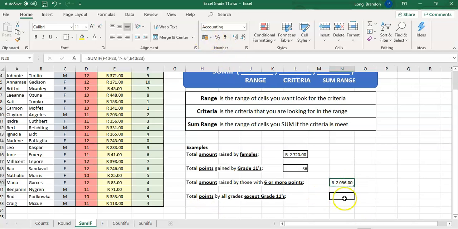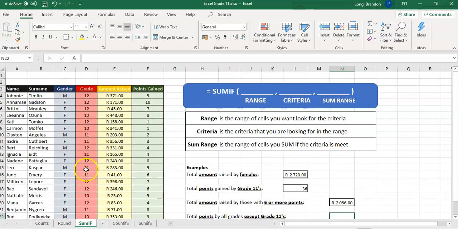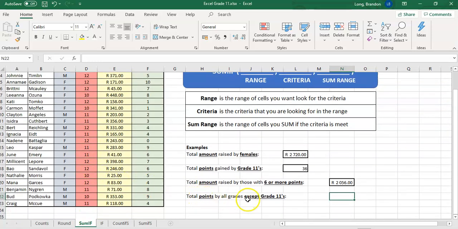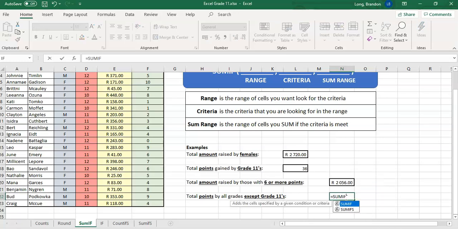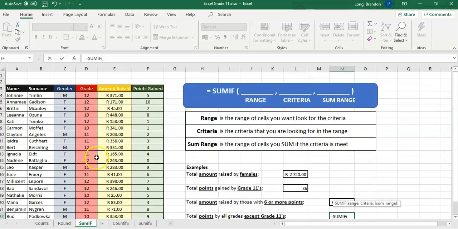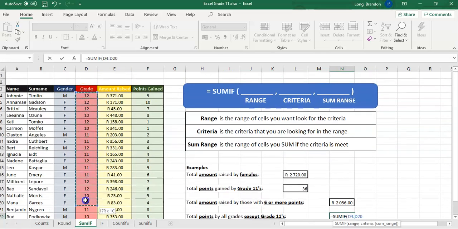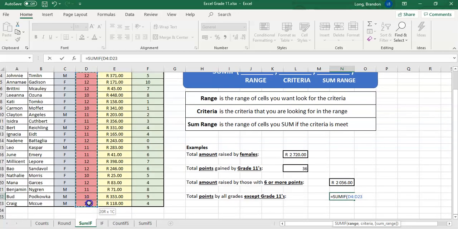Okay. Last one. The total points of all grades except grade 11s. All those except grade 11. All the points. Well, in that case, we're going to say equals SUMIF. Where are we looking first? We want all those in the grades except grade 11. So we're still looking at the grades. We're still looking at all these grades. And what are we looking for? We're looking for those that except the grade 11. So not the grade 11.